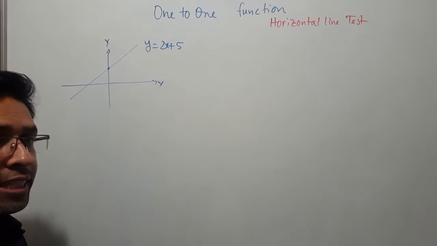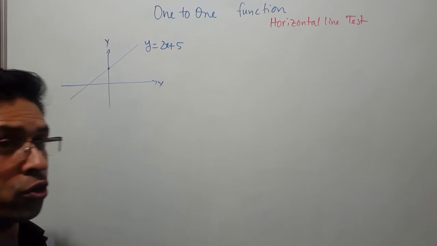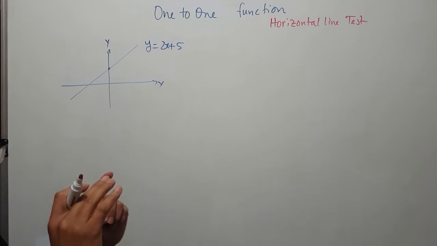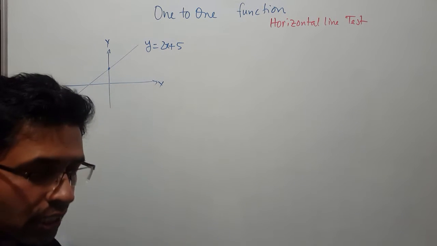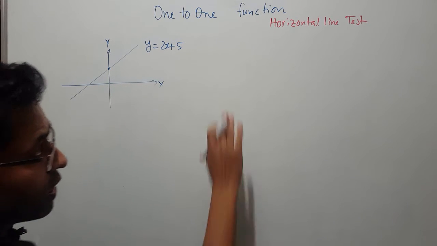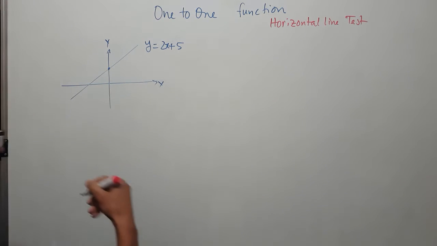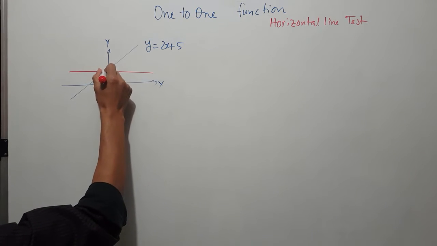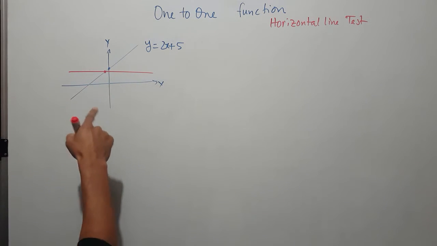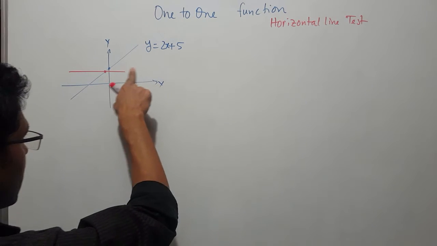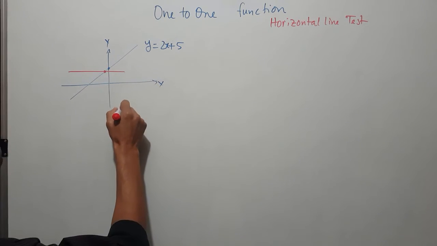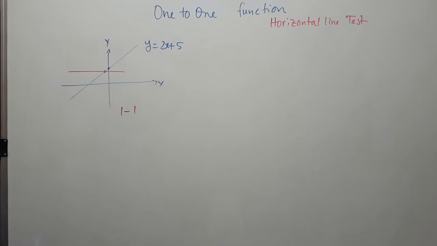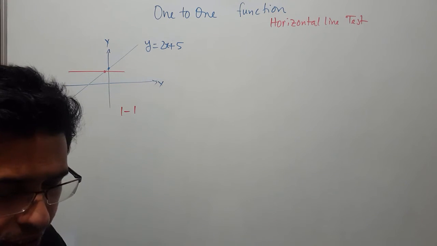For identifying function or not a function, we use the vertical line test. After making sure it is a function, we use the horizontal line test to check whether it is one-to-one or many-to-one. If we make a horizontal line and it intersects one point of the graph, then it is a one-to-one function. So it's touching one point, so this is a one-to-one function. It means this graph has an inverse function.